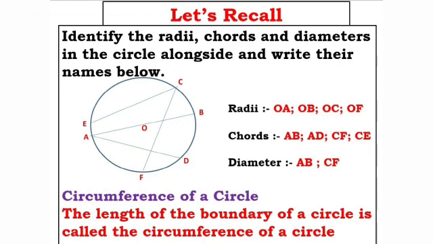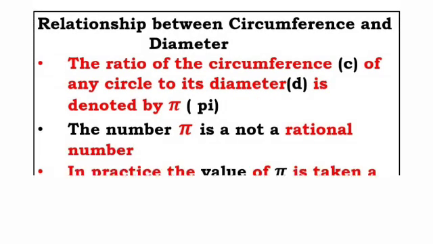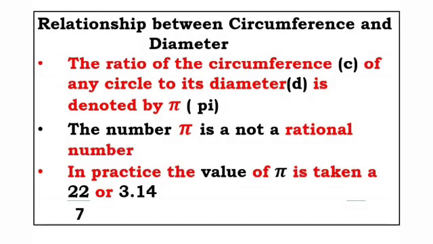Now, which is the longest chord, children? The longest chord is the diameter that passes through the center of the circle. Now, you have to name the diameters. Now, which are the diameters? AB and CF is the diameter. So, a diameter goes straight across the circle through the center. Now we know what is radius, chords, and diameter.